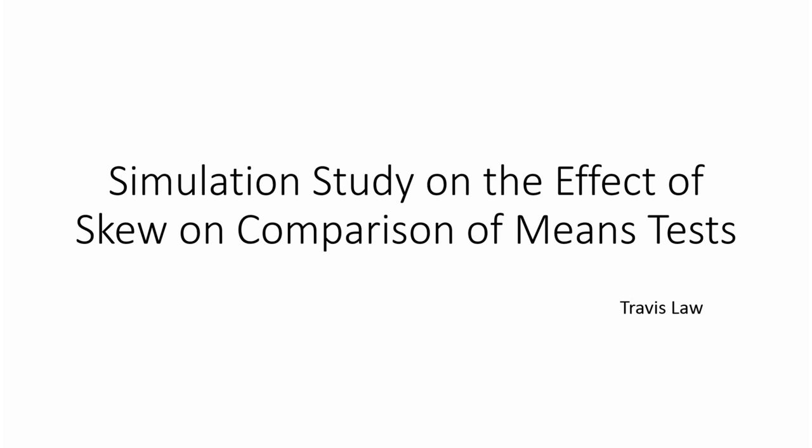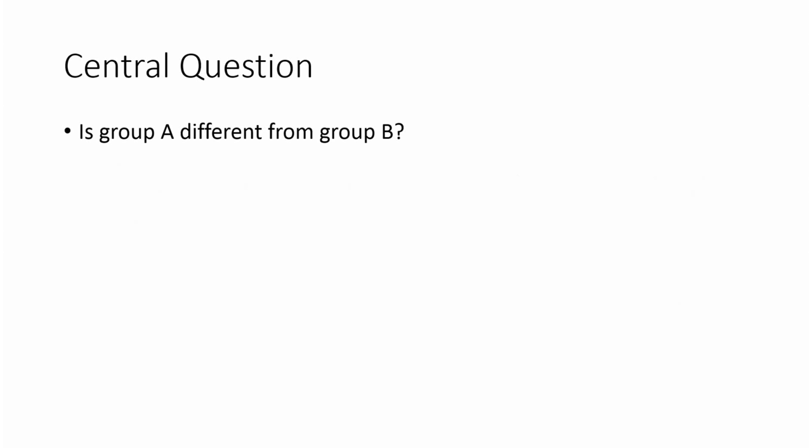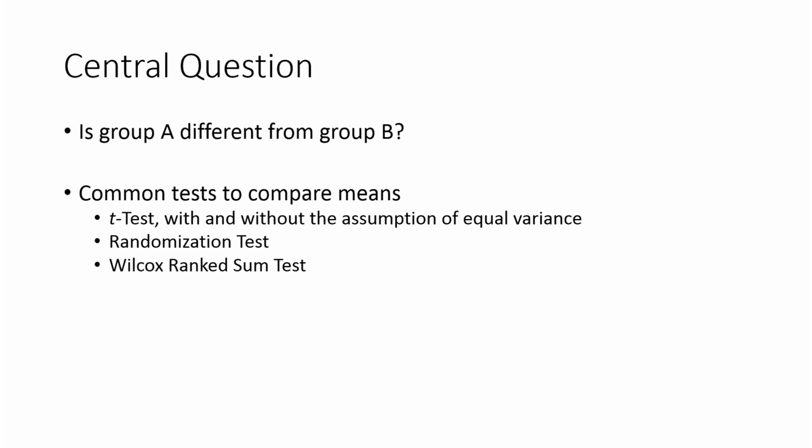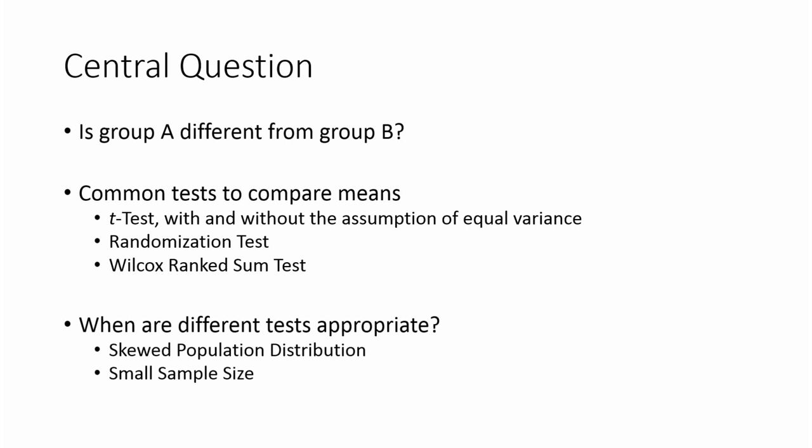Simulation study on the effect of skew on comparison of means tests. A central question in many fields is if groups A and B are different. Three common tests to check this are the t-test, with and without the assumption of equal variance, the randomization test, and the Wilcox-Rank sum test. An important question to ask is when each of these tests is most appropriate?